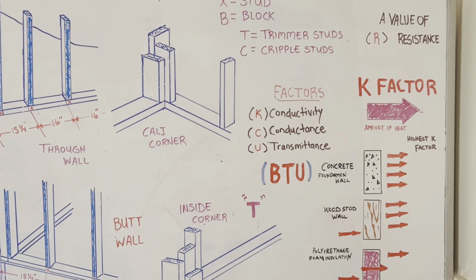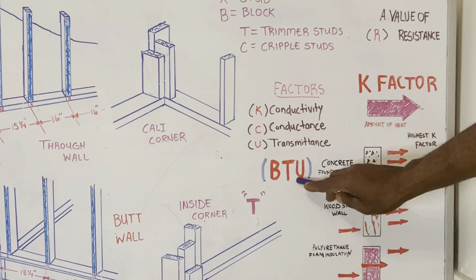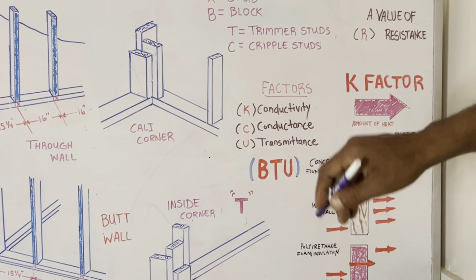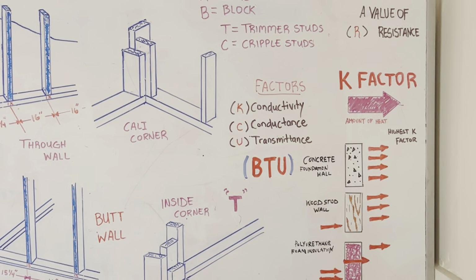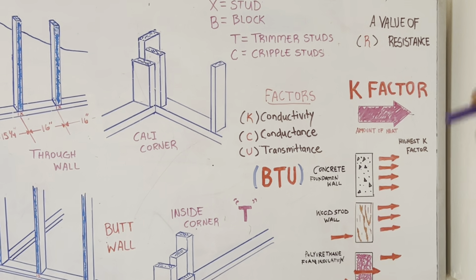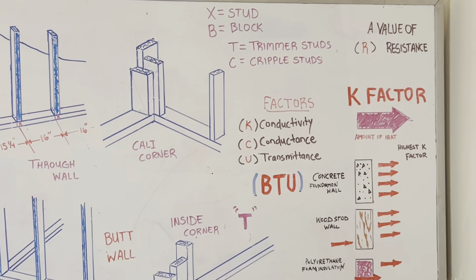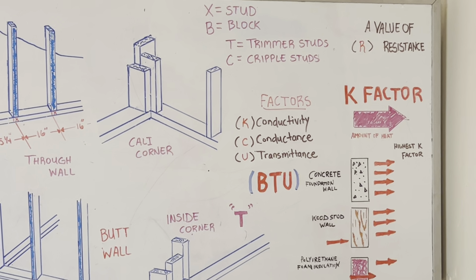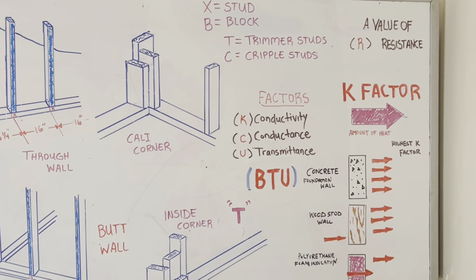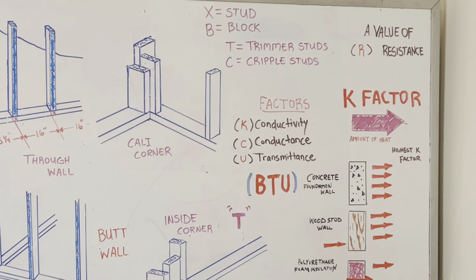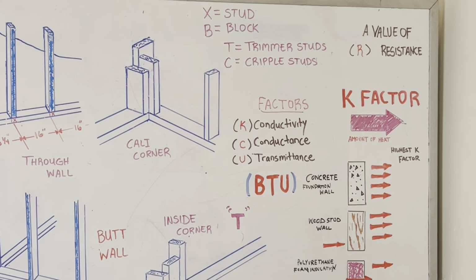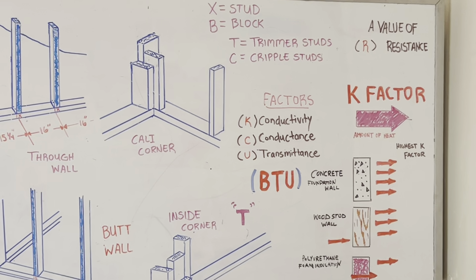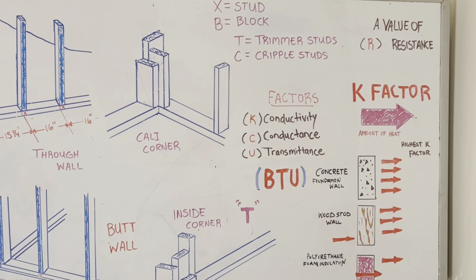All right, now the British thermal unit, BTU, is the unit of measurement of heat transfer. 1 BTU is the amount of heat needed to raise the temperature of 1 pound of water. So you can think about this like some type of pot on the stove that has 1 pound of water in it. How much heat does it take to raise that 1 pound of water 1 degree Fahrenheit? And that's your BTU.